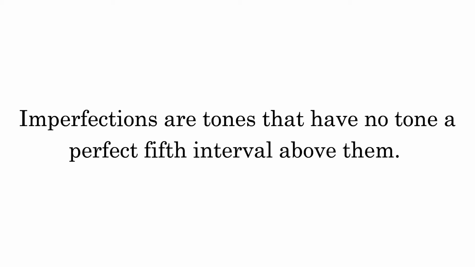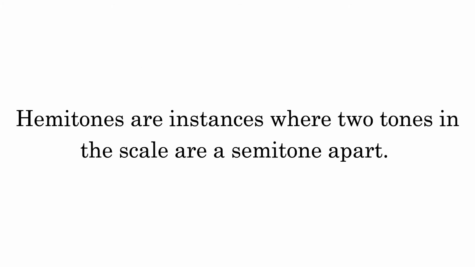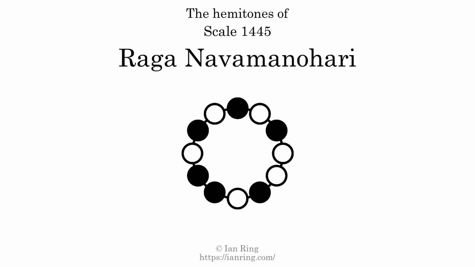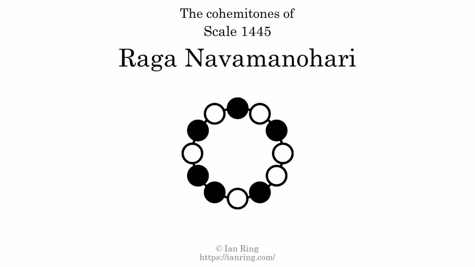Imperfections are tones that have no tone a perfect fifth interval above them. This scale has 2 imperfections. They are at positions here and here. Hemitones are instances where 2 tones in the scale are a semitone apart. This scale has 1 hemitone. Here, cohemitones are instances where 2 hemitones are beside each other. This scale has no cohemitones.